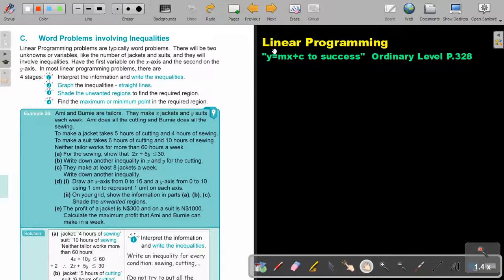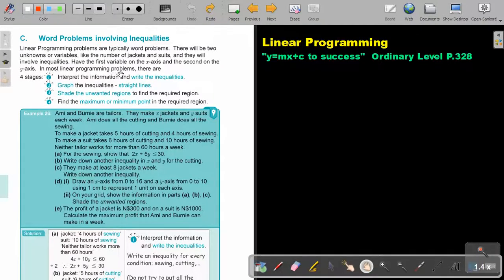In this video, we are going to continue with linear programming and focus on word problems involving inequalities. You will find this on page 328 in the Namibian Ordinary Level Mathematics textbook, Y equals mx+c to success. Linear programming problems are typical word problems. There will be two unknowns or variables, like the number of jackets and suits, and they will involve inequalities. Have the first variable on the x-axis and the second on the y-axis.